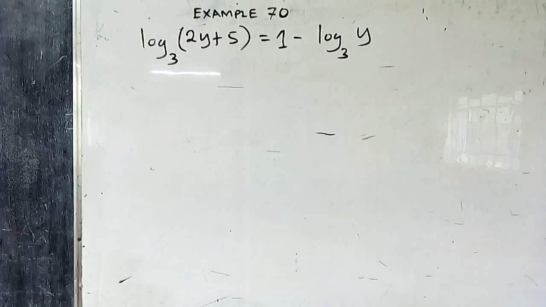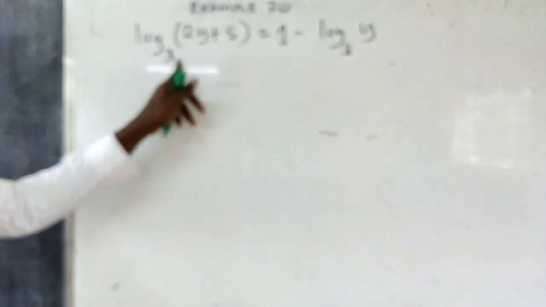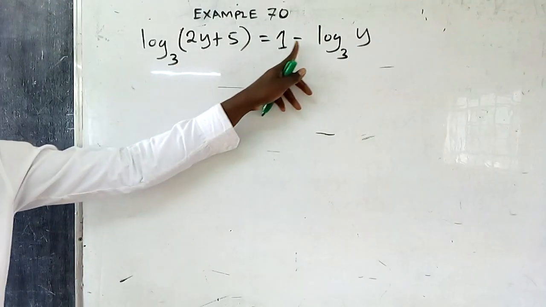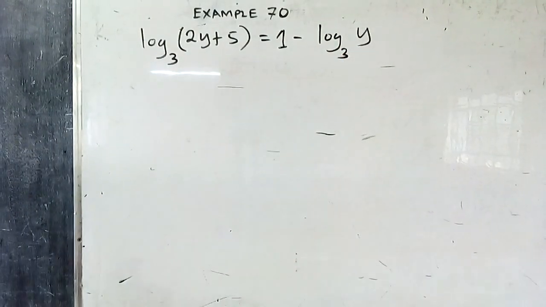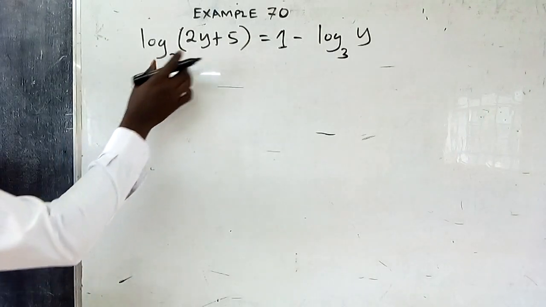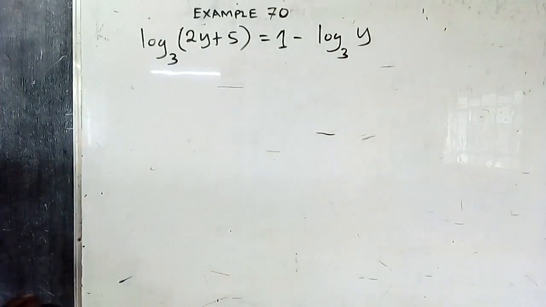Example number 70. Solve the following logarithmic equation. Log of 2y plus 5 to base 3 is equal to 1 minus log y to base 3. So what do we have here? We must have the same base all through. This is when we can use the laws of logarithm, isn't it?